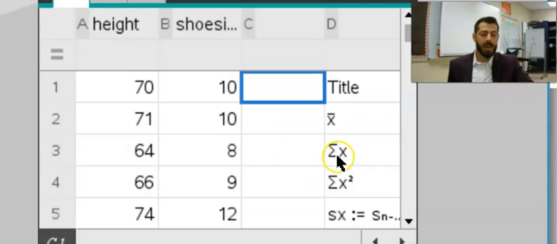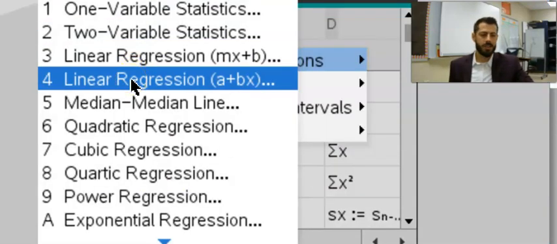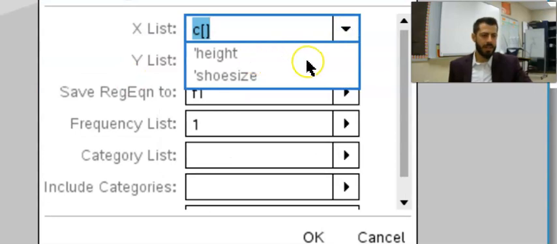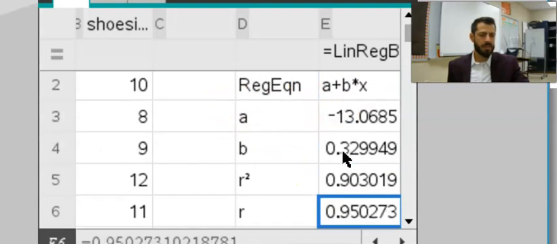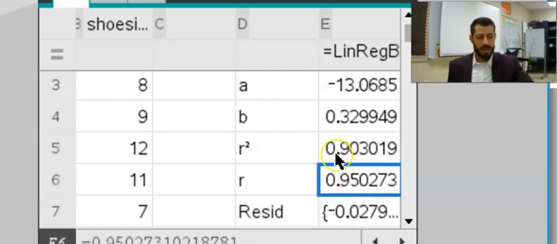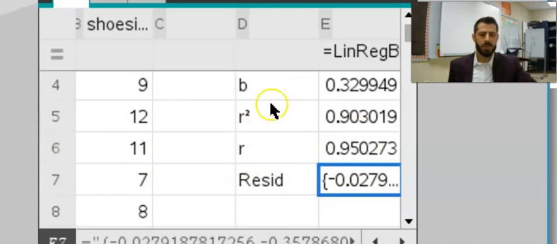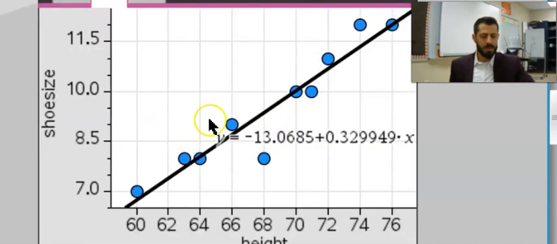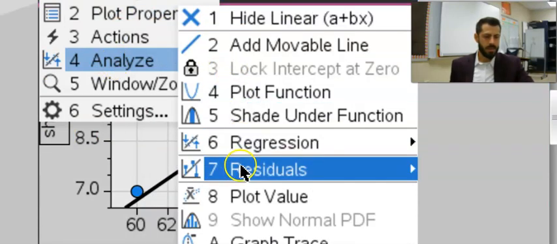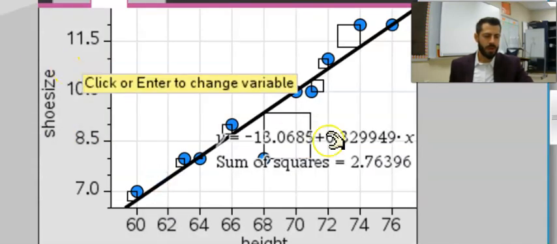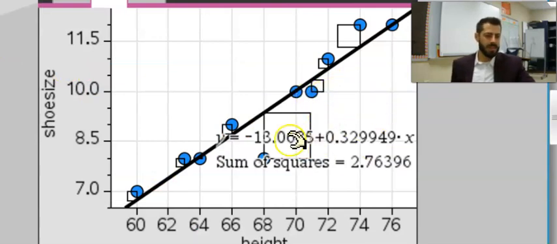If I go back to this screen, I can run a linear regression here for my two values, height and shoe size. It might overwrite what I already had, but it gives me the A, it gives me the B, it gives me R squared and R, and it also tells me the value of each of those residuals. Now I do want to show you what happens here. If I want to look at those residuals, I can hit Analyze, Residuals, and I can ask it to show the residual squares. So like I said, what this is doing is taking each of the residual distances from the point to the line and trying to minimize it as best as it can.